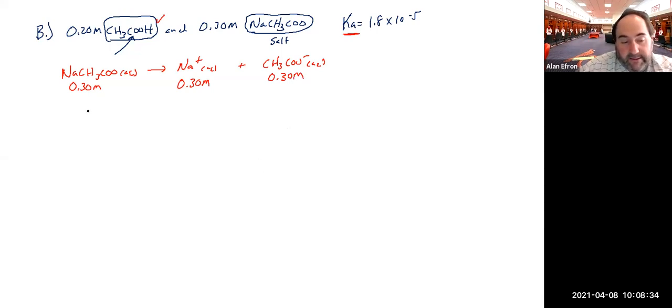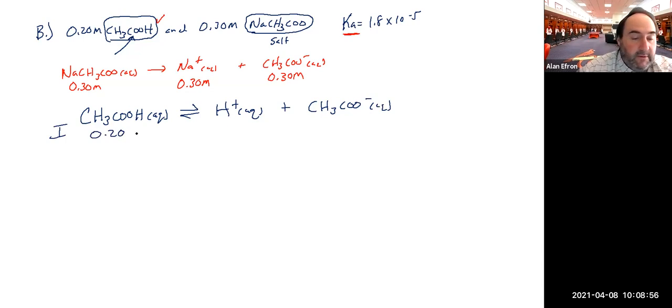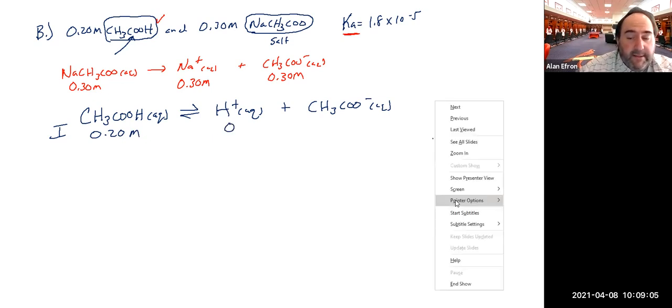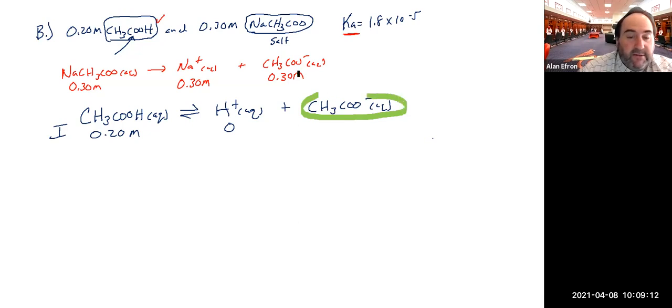So what we're going to start with is an ice table. And again, out of those two, it is only the acetic acid setting up this equilibrium. It will look very much like the one we just did on the previous part of the problem. Initially, we have 0.2 molar of our acetic acid. We have 0 of our H plus. But the important part here is the acetate. We actually do have an initial amount of it being supplied by the sodium acetate.